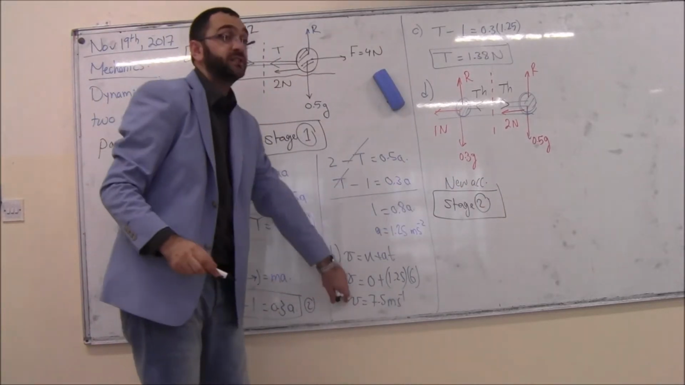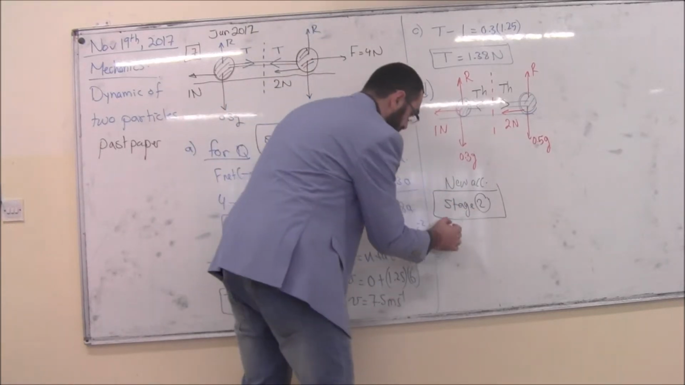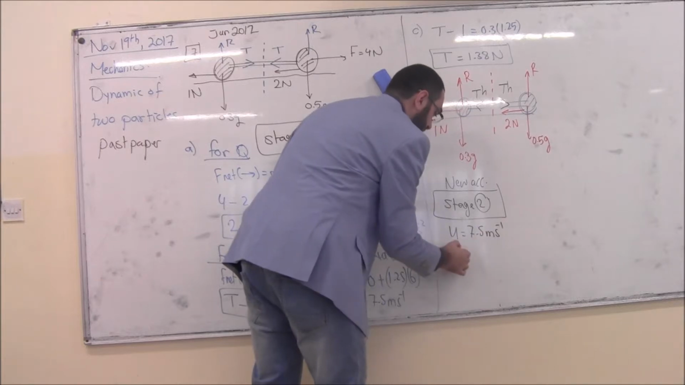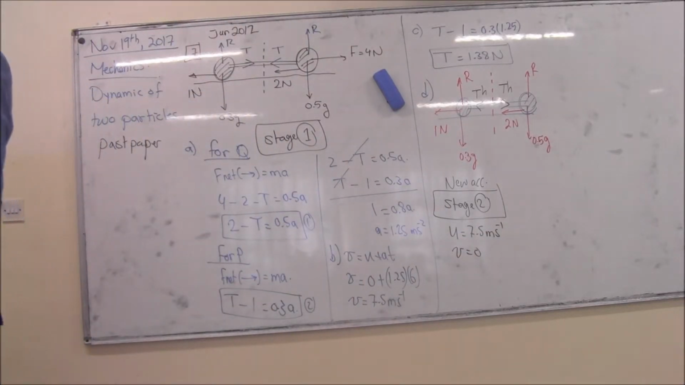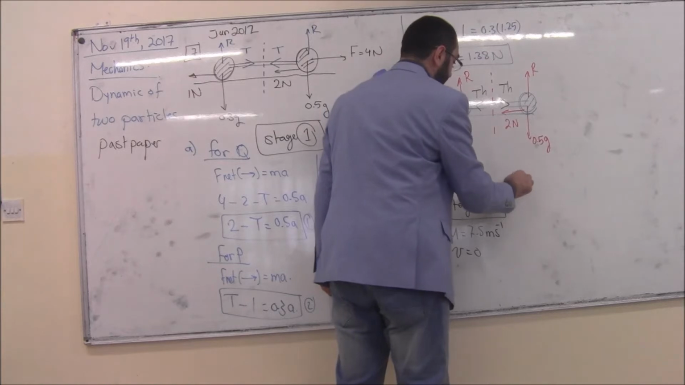The final velocity in stage 1 equals the initial velocity in stage 2. U equals 7.5 meters per second. And V will be 0, right? Excellent, because it accelerates to rest. In order to find displacement, I have to find acceleration by using... Yes, 4.